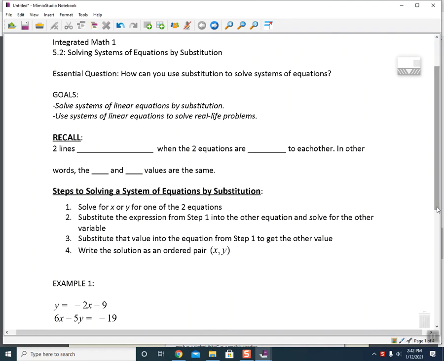So remember, two lines intersect when the two equations are equal to each other. In other words, what that means is that the x and the y values are the same in both equations. Your x and y values are going to be the same.